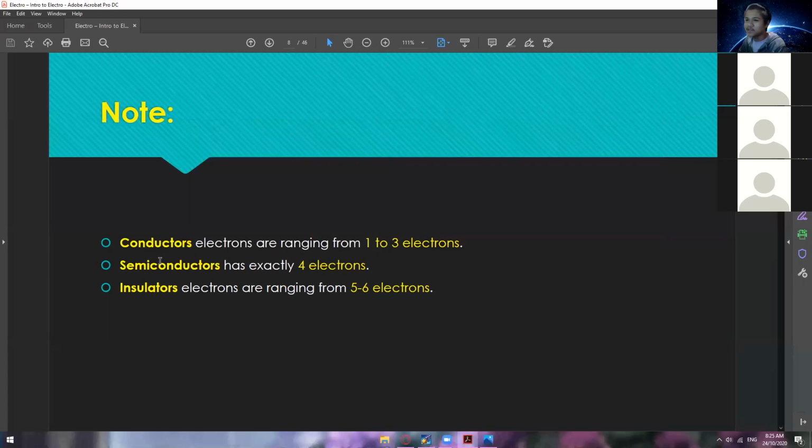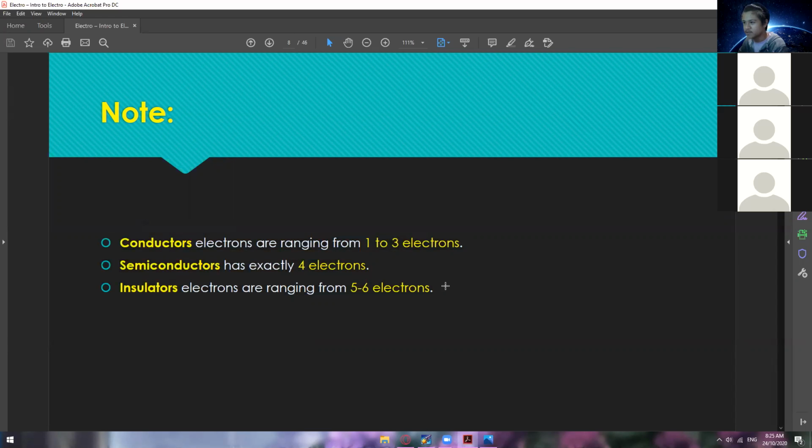So take note that a conductor has 1 to 3 electrons. So take note on that one. And then semiconductors have exactly 4 electrons. And then insulators have exactly or ranging from 5 to 6 electrons. So are we clear on this so far? So take note on this one.